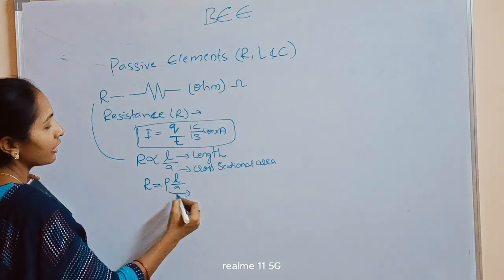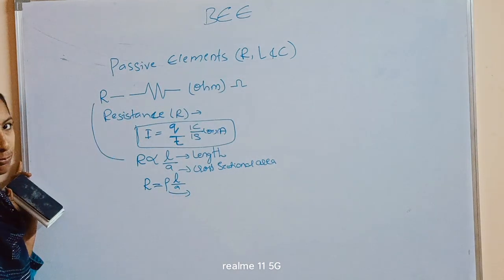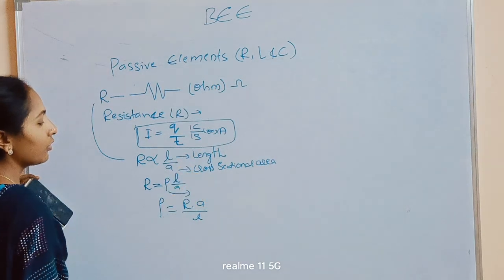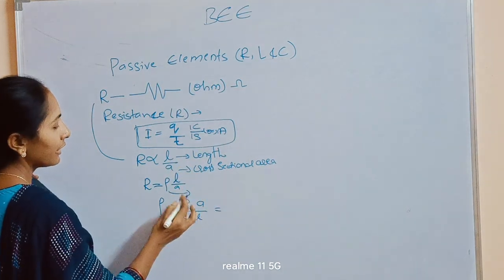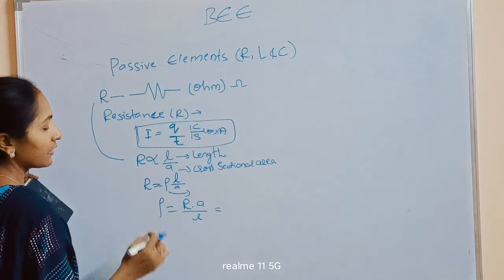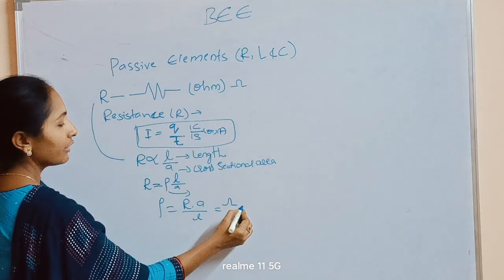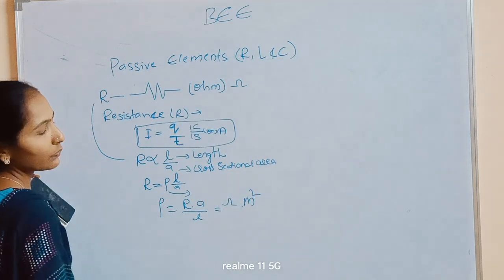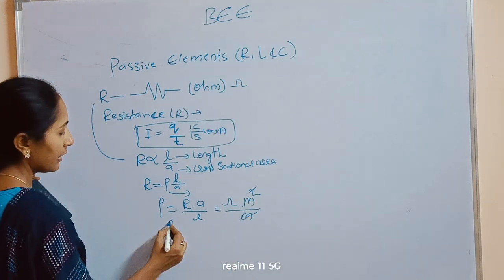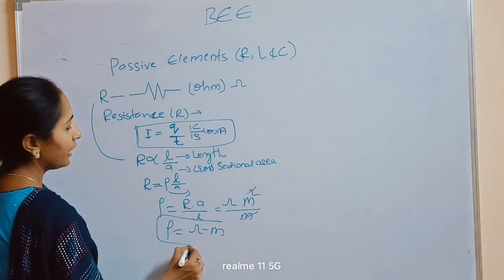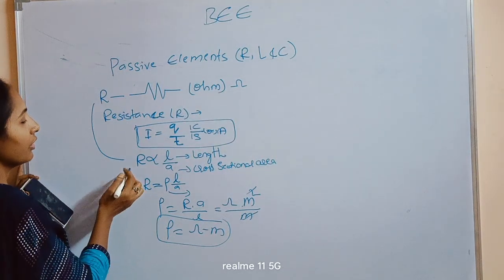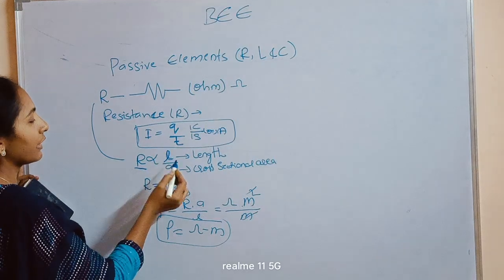So rho is nothing but resistivity. It is also a resistive property. From this we can write rho equals R into A by L. Now what is the unit of resistivity? Based on the units of resistance, cross sectional area and length: the unit of resistance is ohm, the unit of cross sectional area is meter square, length into breadth, and L is length measured in meter. So meter gets cancelled, and rho equals ohm meter is the unit of resistivity. Resistivity is also a property of a resistor. So resistance depends upon two things: the length of the conductor and the area of cross section.